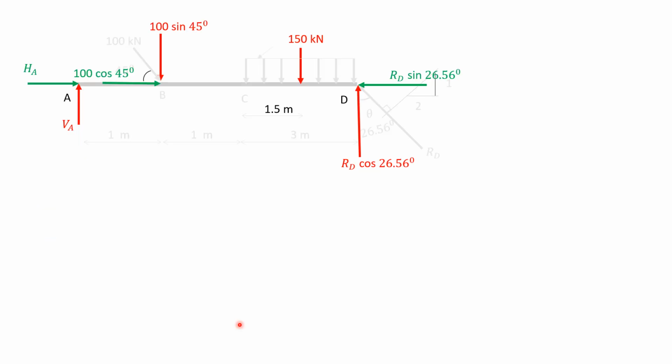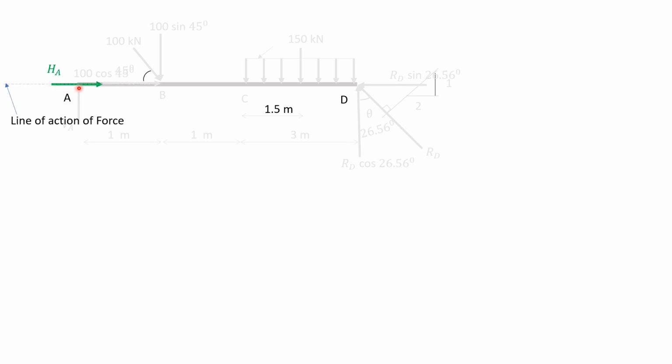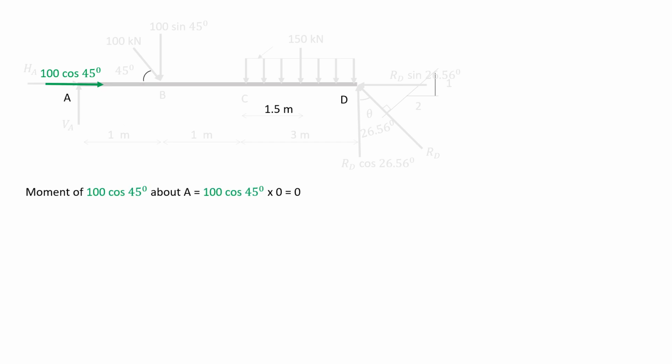Now taking moment of all forces about point A, HA is passing through point A through line of action of force, and it will have 0 moment about point A, HA into 0, 0. VA will have line of action of force like this, it will pass through point A and it will have 0 moment about point A, VA into 0, 0. And this 100 cos 45, it will pass through point A, it will have 0 moment about point A, 100 cos 45 into 0, 0.